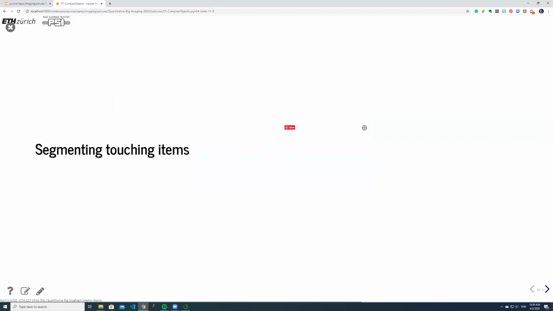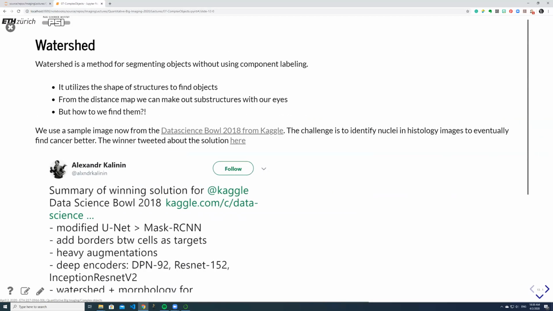So now we leave the skeletons and go into touching items, and that's a problem, as you could see before in the connected component labeling, and it's actually used a lot. It's an algorithm that's used since, actually, I don't know how old it is, but I think it was developed during the 90s, and it's still used also in machine learning applications.